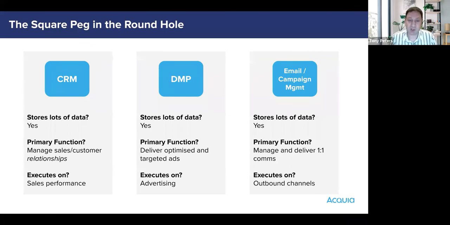but its primary function is to manage and deliver one-to-one communications. And what does it execute on? It executes very well on those outbound channels. But is it going to execute on those DMP functions, the advertising, etc.? Is it going to do the web personalization and things like that? No. Of course, you can pump the data into the other channels and try and get it to fit on that, but it's not a CDP. It's a job that it is designed for, so let it do its job properly.